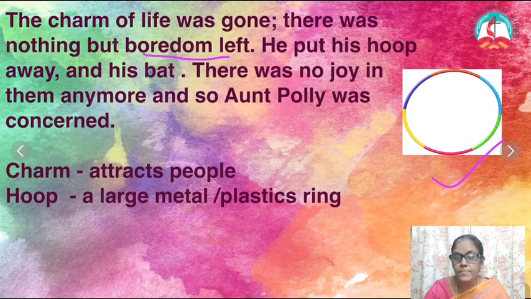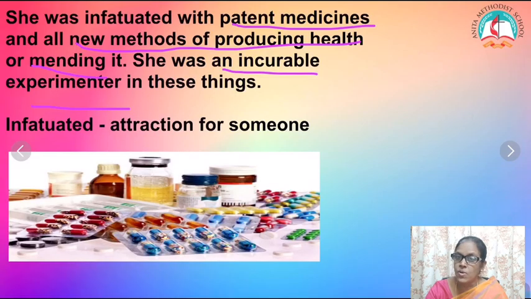Aunt Polly somehow wanted to give Tom a very good life. She was more interested in this boy's life. She felt that this boy should not feel lonely, and she tried many things on him to make him happy. She was a person who was infatuated with patent medicines and all new methods of producing health or mending it. She was an incurable experimenter in these things, and she started experimenting all this on Tom.